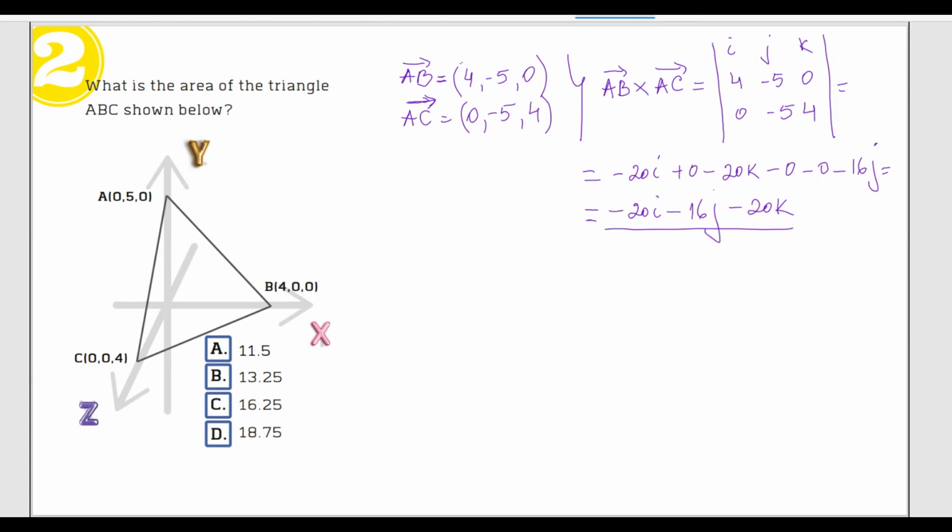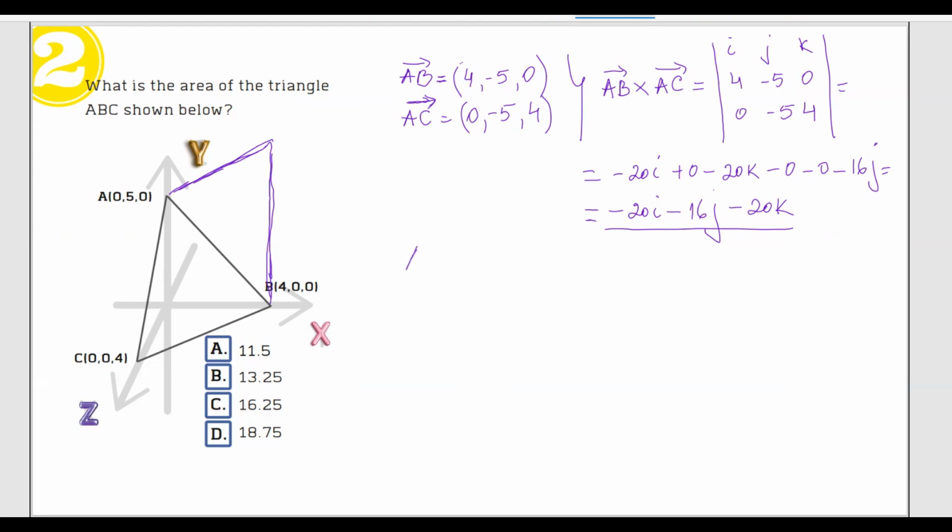And now I told you that the magnitude of the cross product is actually giving you the area of the parallelogram. But now we have a triangle here, we don't have a parallelogram. But if you can envision here, if I was to draw a line parallel to CB and then another one parallel to AB, the magnitude of AB cross AC gives you the area of this parallelogram, right? And what we need is just half of that area.